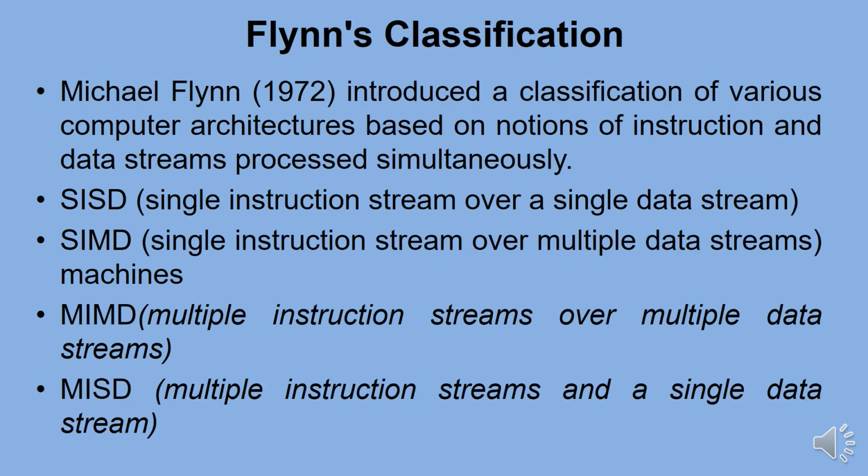Next, we are going to discuss Flynn's classification. Michael Flynn introduced a classification of various computer architectures based on notions of instruction and data streams processed simultaneously. The four different categories are SISD, SIMD, MIMD, and MISD.